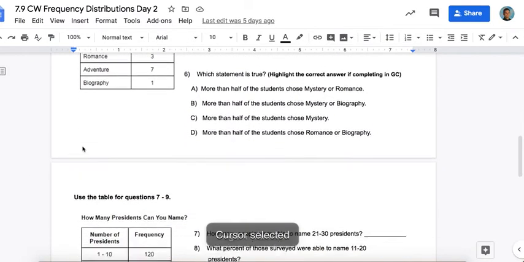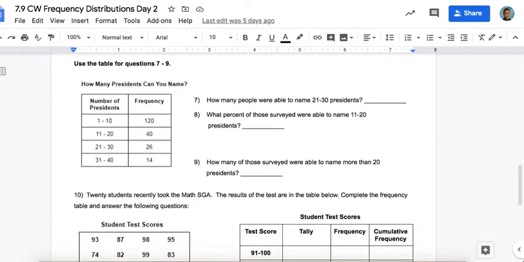Okay, moving to the back page here. It said how many people could name 21 to 30 presidents. I will look right here at the frequency, and it says 26. What percent of those students surveyed were able to name 11 to 20 presidents? So I have 40. And I always have to put it over the total. So I have to add up all these people. When I add up all those people, I get 200.